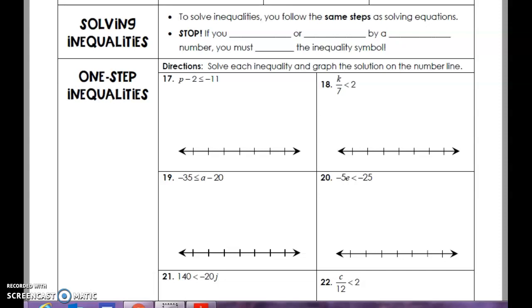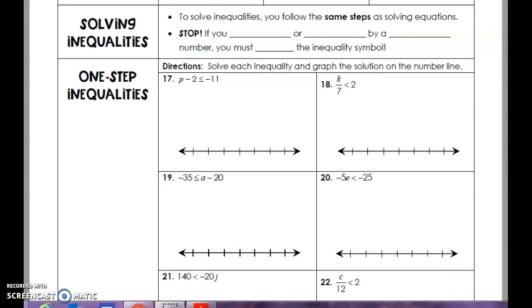Part 2 of our lesson is on solving inequalities. Follow along with your notes. To solve inequalities, you follow the same steps as solving equations.